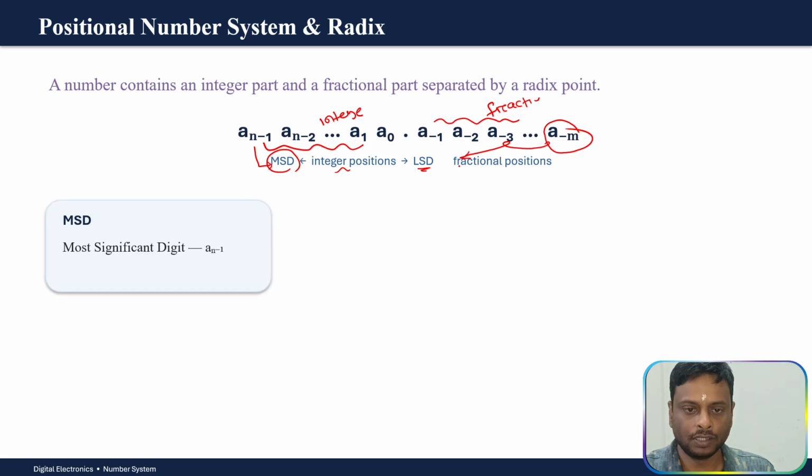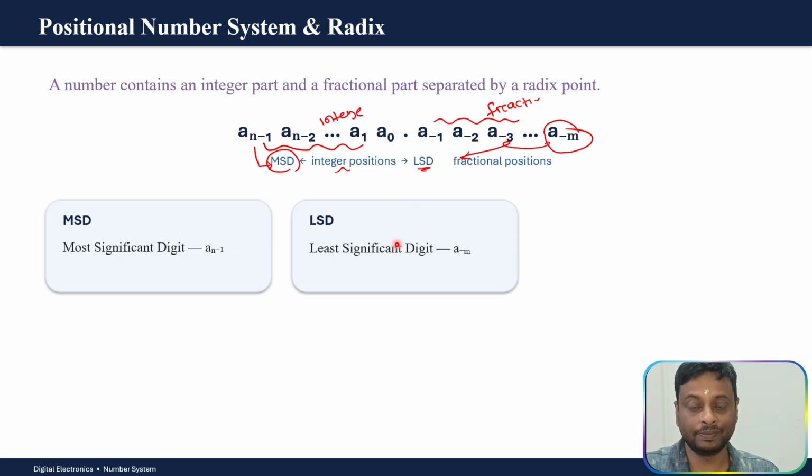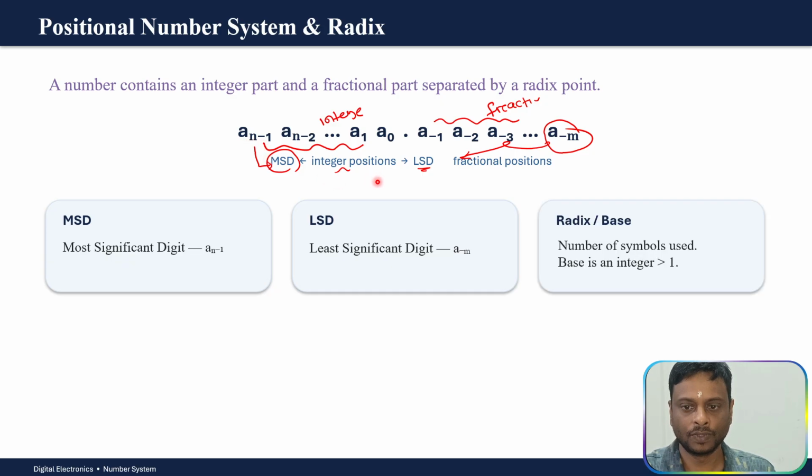As I have told you, MSD is the most significant digit, a n minus 1, and LSD is the least significant digit, a minus m. The LSD is in the fractional positions, and the MSD, a n minus 1, is in the integer positions. So what is radix or base? It is the number of symbols used in that number system, which must be greater than 1.